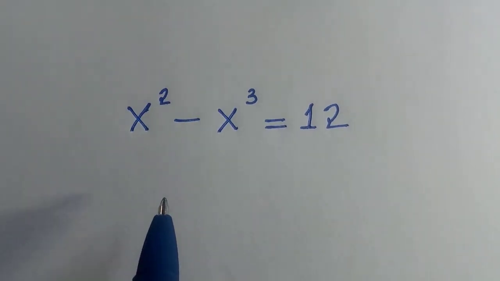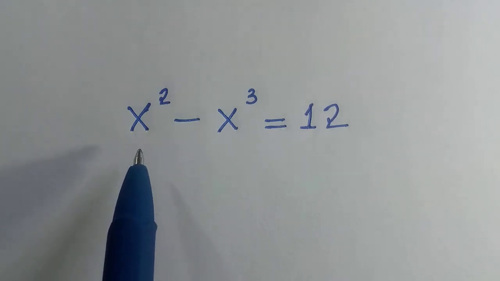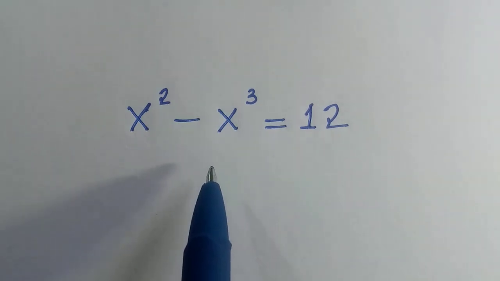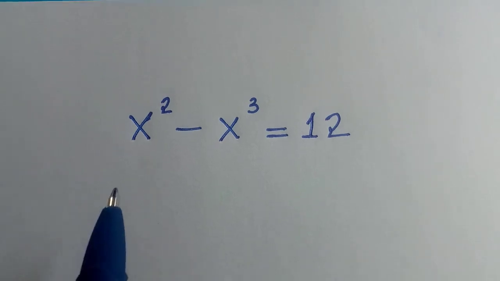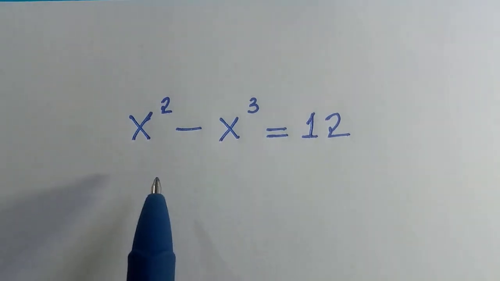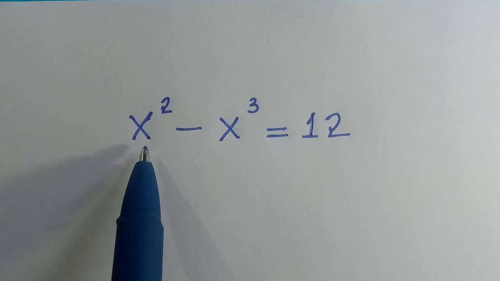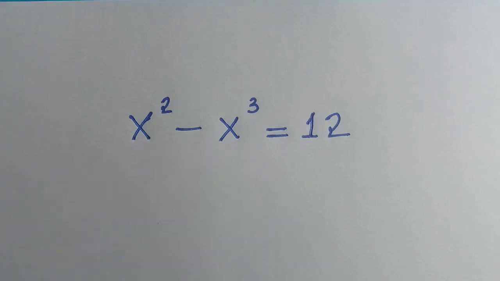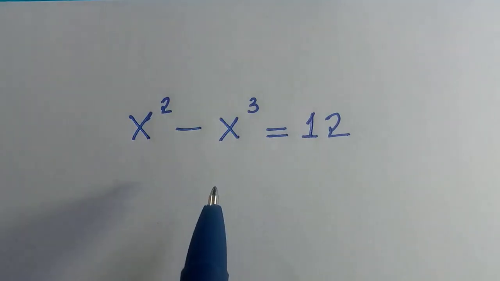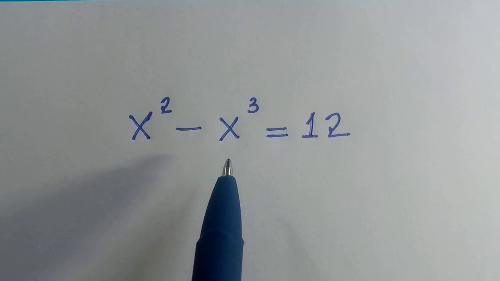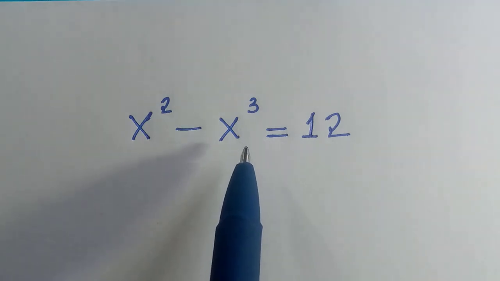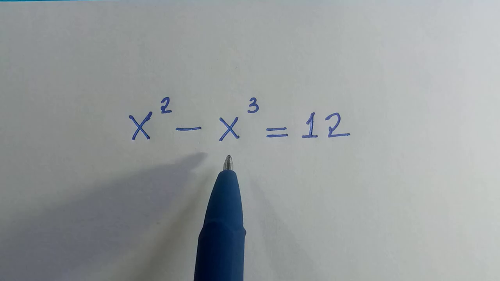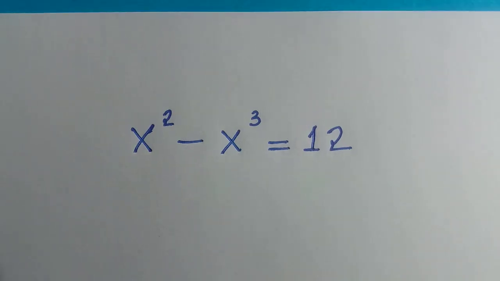How to solve this algebraic equation where we have x to the power of 2 minus x to the power of 3 equals 12. And the question here is, are we getting two solutions or three solutions, since we have a quadratic and a cubic term? So here we are going to take the one of the highest power, which is x to the power of 3, which means we are getting three solutions. So let's see how we can do this.